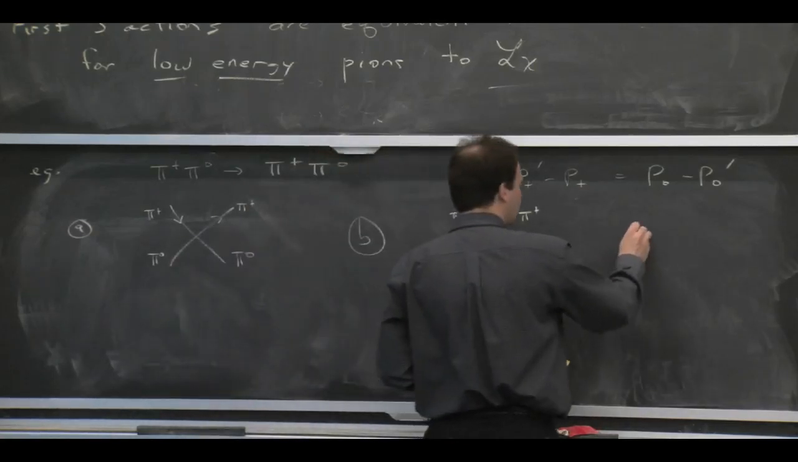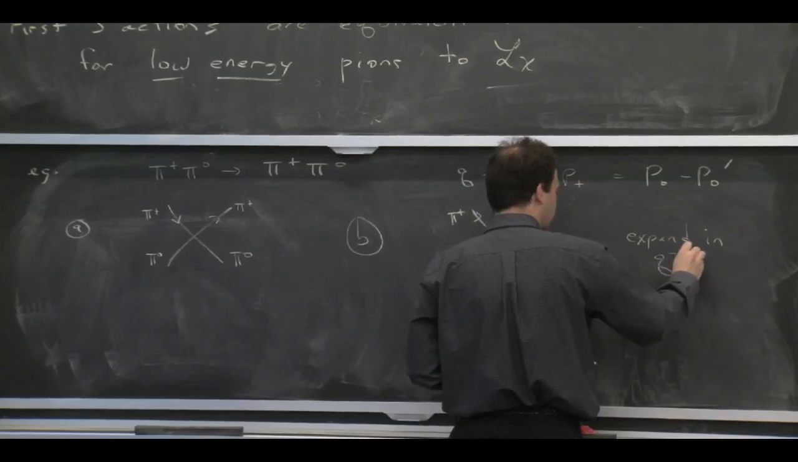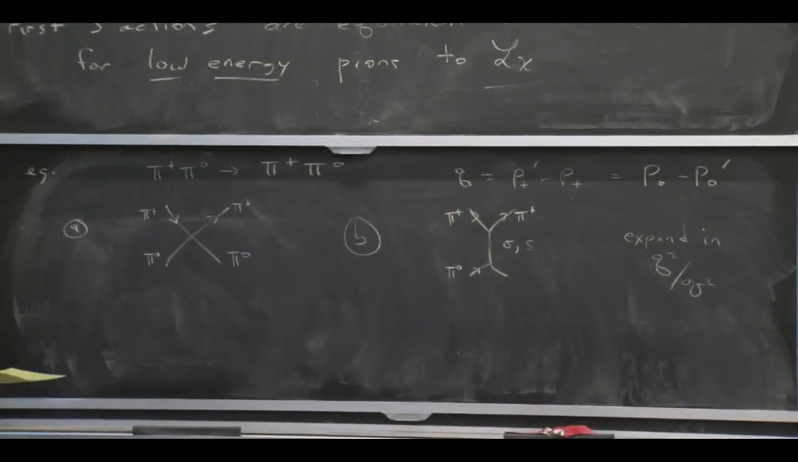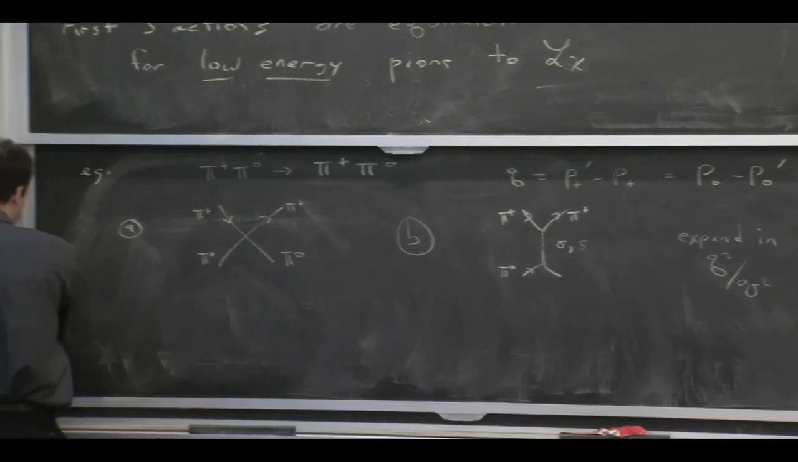And I want to take these and I want to expand. And I'm going to expand in Q squared over V squared. That's what I'm going to mean by low energy. V was setting the scale of the masses. So let's see how that works out in the different cases.